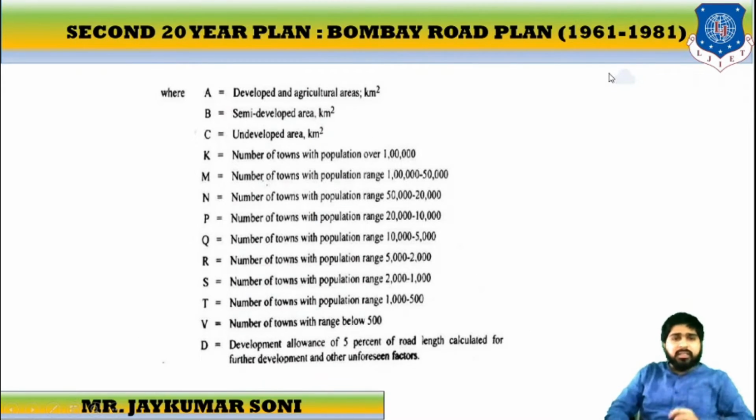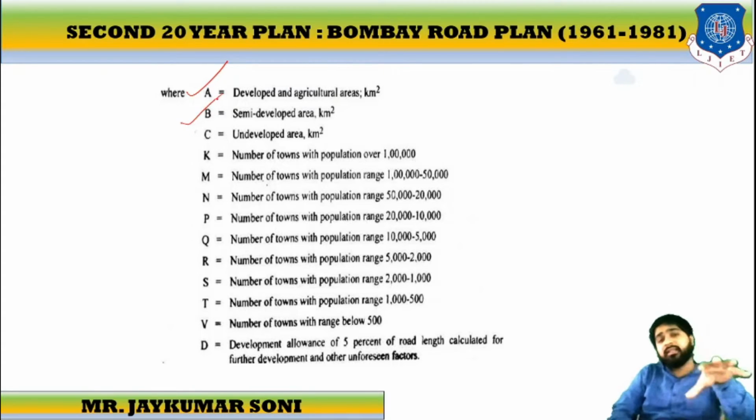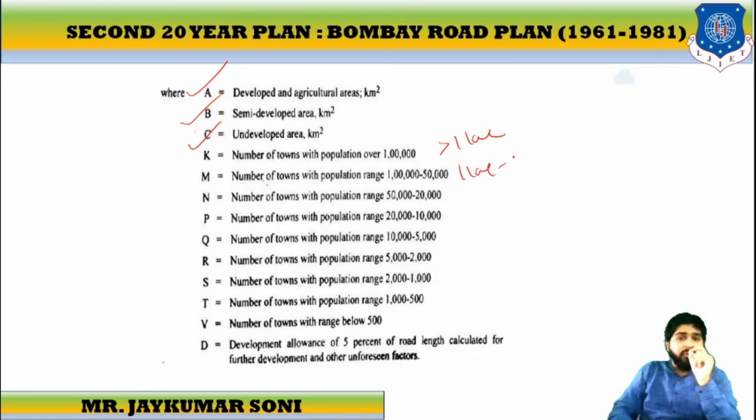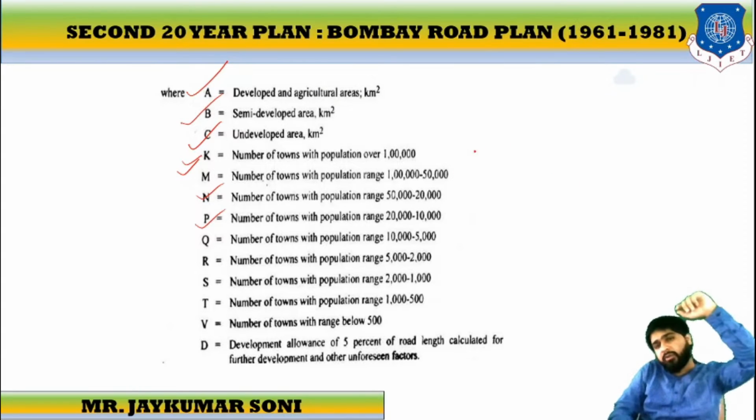These are the notations: A stands for agricultural area, B stands for non-agricultural area, but here in this case it is semi-developed area. C stands for undeveloped area. K stands for those towns which have a population of more than 1 lakh. M stands for those towns which have a population between 1 lakh and 50,000. N stands for those towns which have a population between 50,000 and 20,000. T stands for those towns which have a population between 20,000 and 10,000. See, it is in descending order. It is like this.